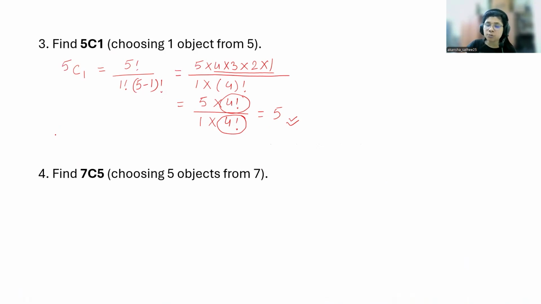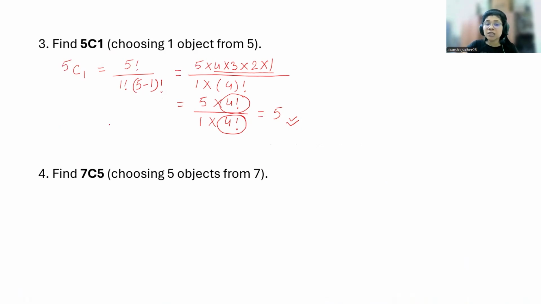Suppose you have 5 fruits: banana, apple, grape, cherry, and pear. So in how many ways can you pick one? You have 5 options. You can pick apple, you can pick banana, you can pick grape, you can pick pear, or the next one. So you have 5 ways of picking one fruit out of 5. So choosing one object from 5, you have 5 possible ways.